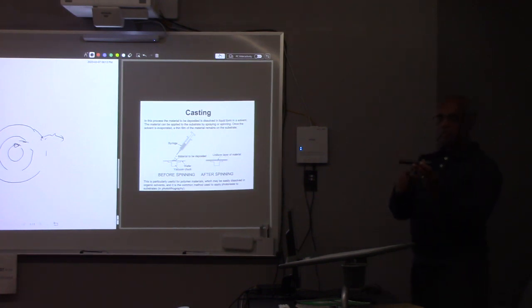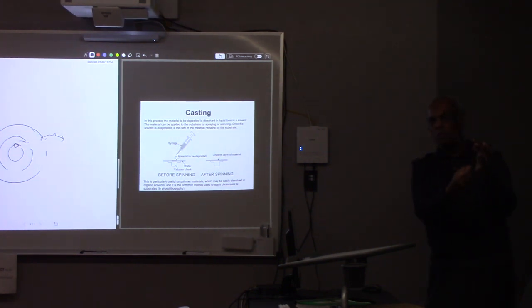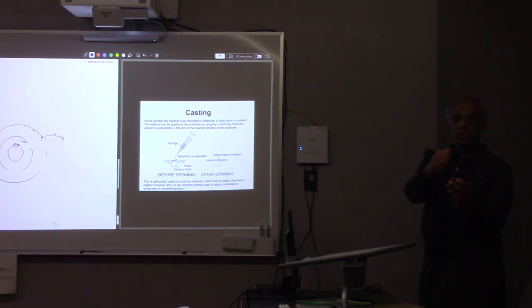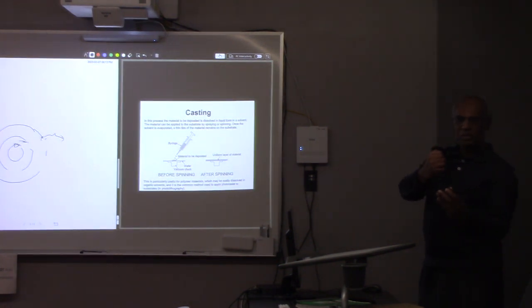Basically, you put your substrate here, and we have some kind of vacuum, we call the vacuum chuck. That will hold the wafer in place, then you rotate it with a motor. When it's rotating, you inject the polymer onto it. Then it will very nicely, uniformly spread all over. Otherwise you cannot do it: without rotating, you cannot make a uniform layer.